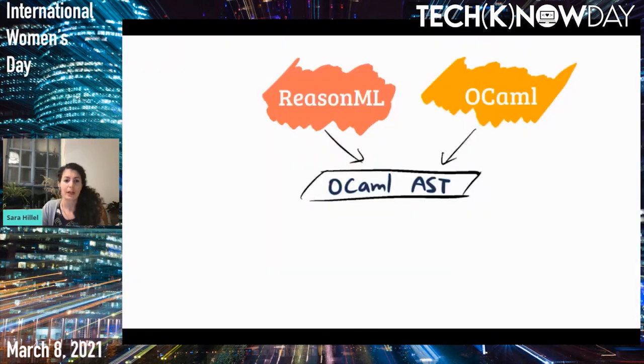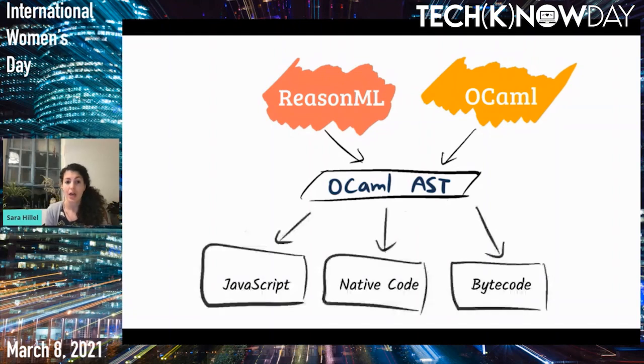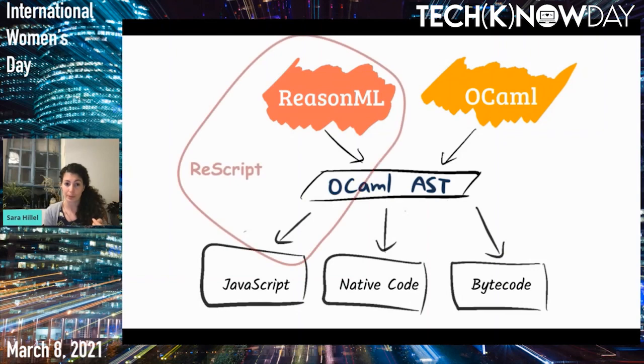So Reason has the exact same AST, abstract syntax tree, as OCaml. They only differ by the syntax. And both can be compiled to native code, bytecode, or JavaScript directly in the browser with BuckleScript. Alternatively, you can use the new ReScript, which is a rebranded ReasonML with BuckleScript.